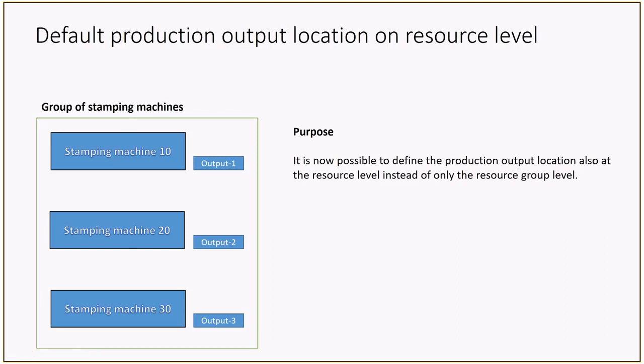So the warehouse worker could only pick up from one location for a group of machines belonging to the same resource group. In case these machines are physically in very different locations, then it can be difficult for the warehouse worker to know exactly what belongs to which process. So now we refine this a little bit so we can define the output location on the resource level instead of only on the resource group level. That is easy to show.